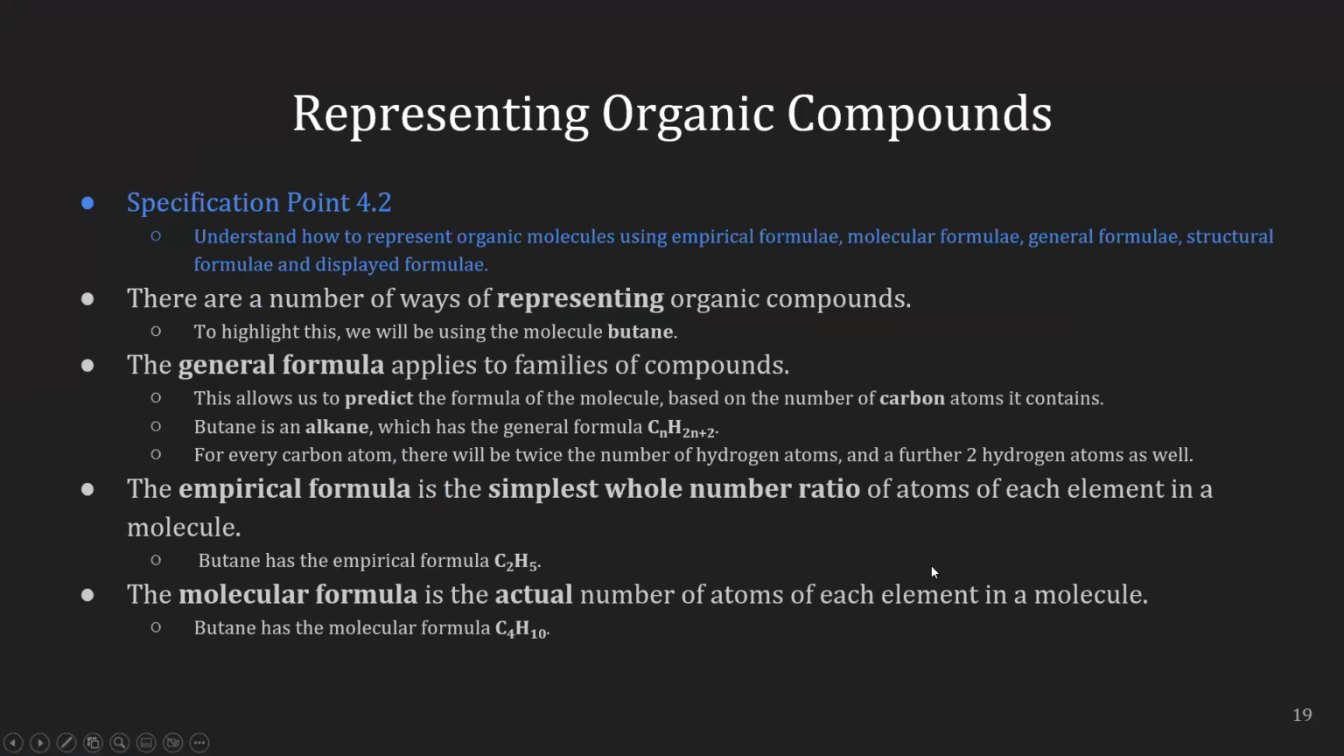Now we come to our point here, that there is a general formula that applies to families of compounds. The empirical formula was in our O-level class, earlier class topics. I hope you remember what an empirical formula is. Empirical formula is the simplest whole number ratio. What is molecular formula? Molecular formula shows the actual number of atoms, the ratio in actual numbers, like C4H10 is the molecular formula, while C2H5 is the empirical formula.